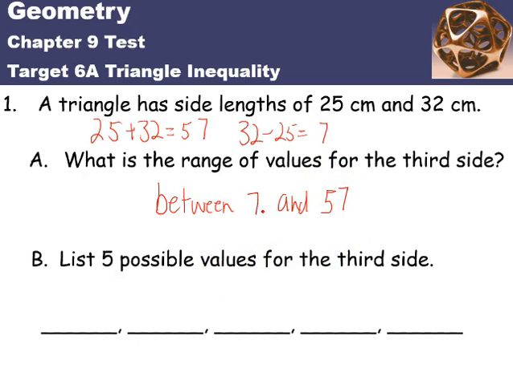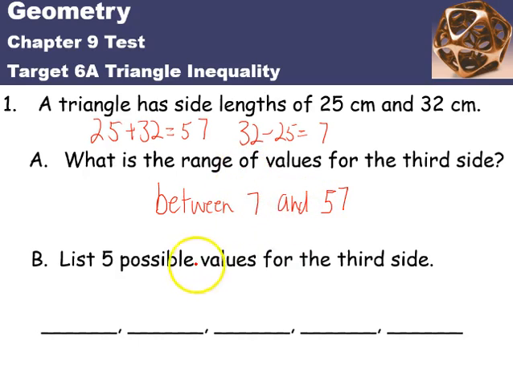If it was under 7, like say 6, then 6 and 25 is only 31, which wouldn't be bigger than 32. So that's why 6 doesn't work. And if I pick something bigger than 57, like 58, 25 plus 32 is only 57, which is not bigger than 58. So that's how you get the range: add them and subtract them, and then the third side has to fit between them.